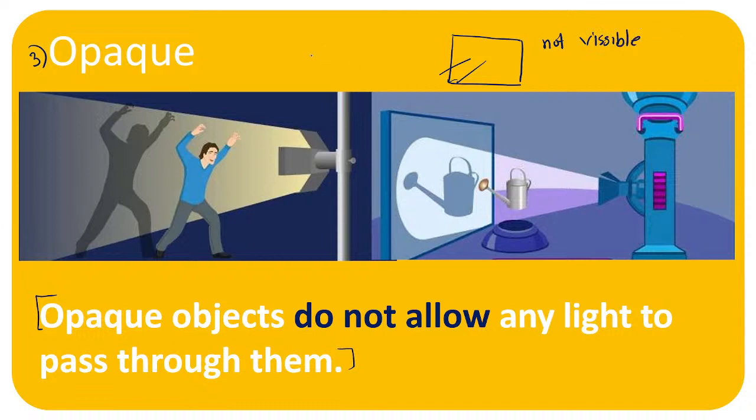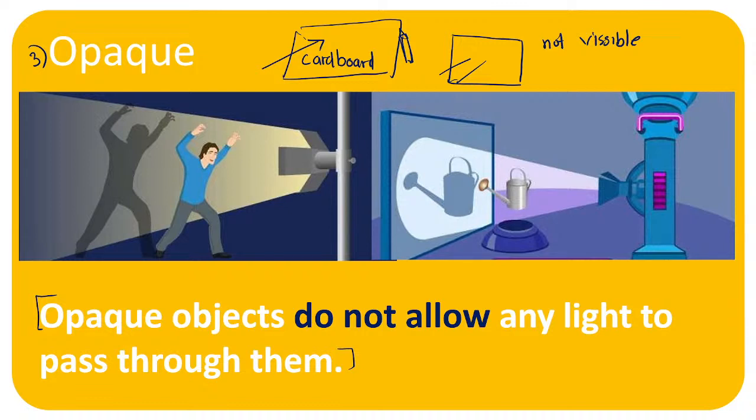Another object is cardboard. You take a cardboard and you try to keep a pencil on the other side of the cardboard. If you try to view it from this side, will it be visible? And if you try to keep the pencil on the other side, will it be visible? Of course, it will not be visible.